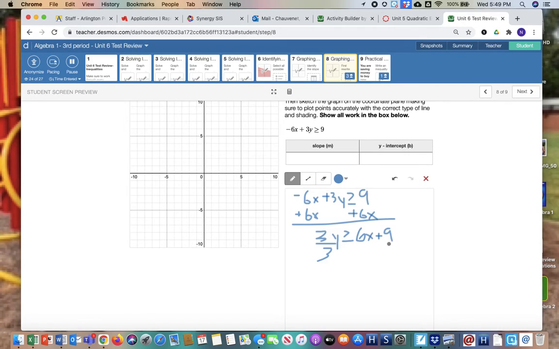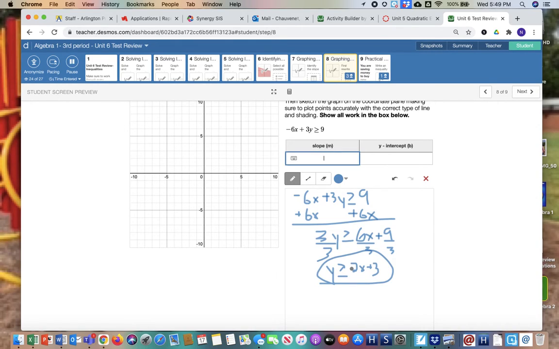Now I need to cancel the 3, so I'm going to divide by 3 everywhere. Y is greater than or equal to 6x divided by 3, which is 2x, plus 9 divided by 3, which is 3. So now we've solved for it.